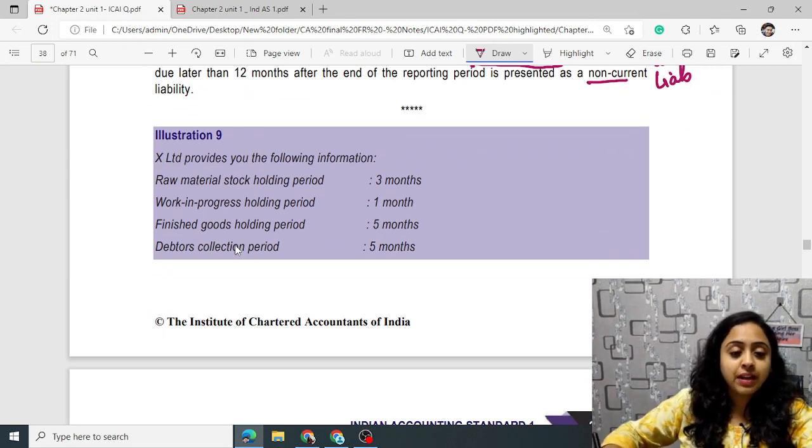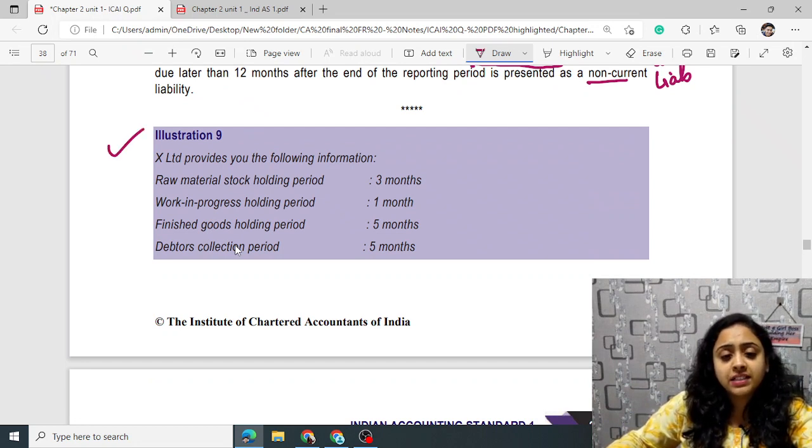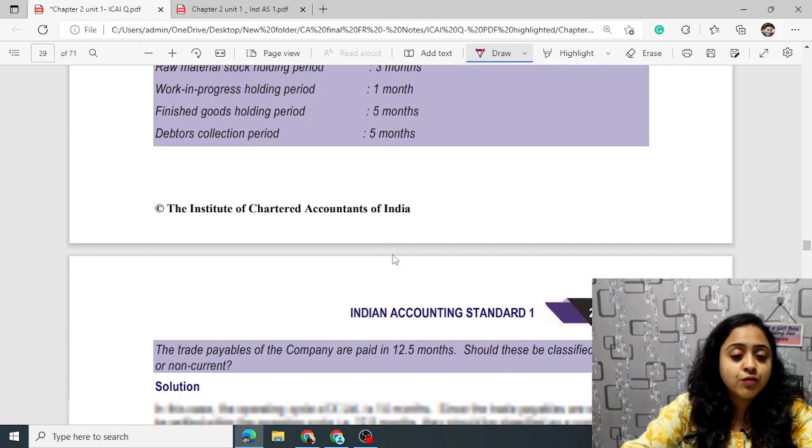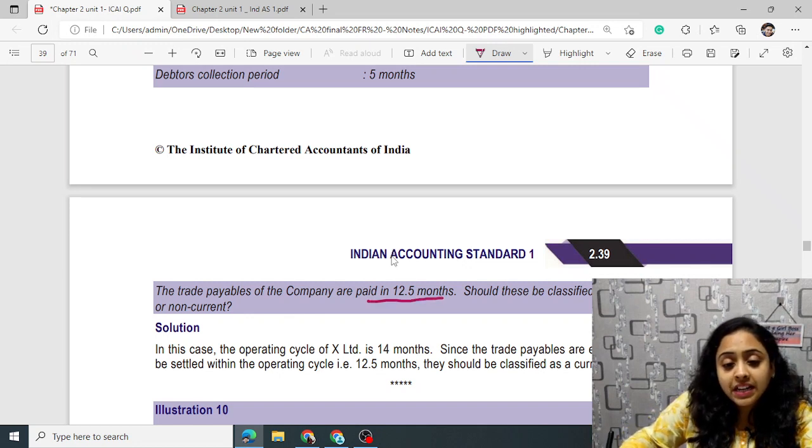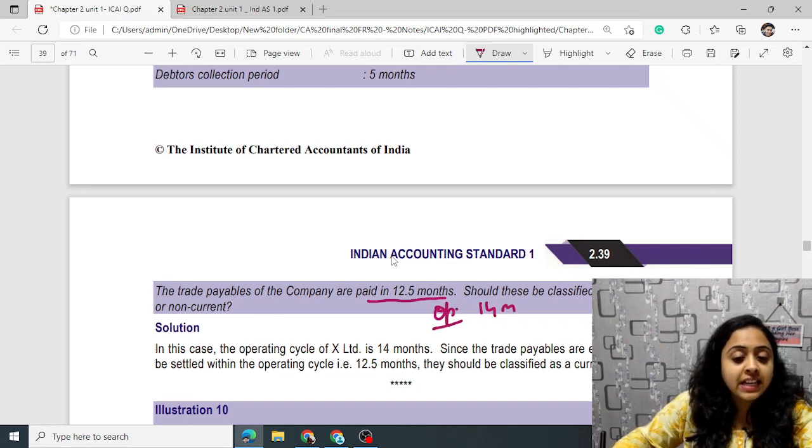Next, illustration number 9. What is the operating cycle? 3 plus 1 plus 5 is 9, 9 plus 5 is 14 months. Okay, the trade payables of the company are paid in 12.5 months. So the operating cycle is 14 months. If you are receiving anything or paying anything in less than 14 months, then it will be considered as current, even though it exceeds 12 months. Then also it will be considered as current.